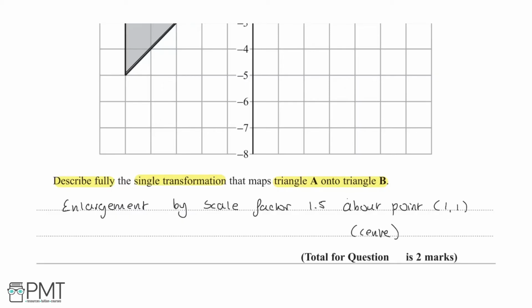So this question is worth 2 marks. The first mark comes from mentioning it's an enlargement by scale factor 1.5. The second mark comes from stating about which point it is.